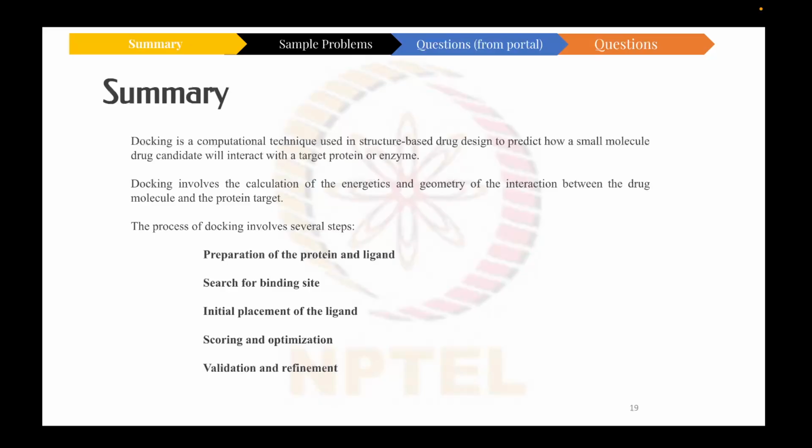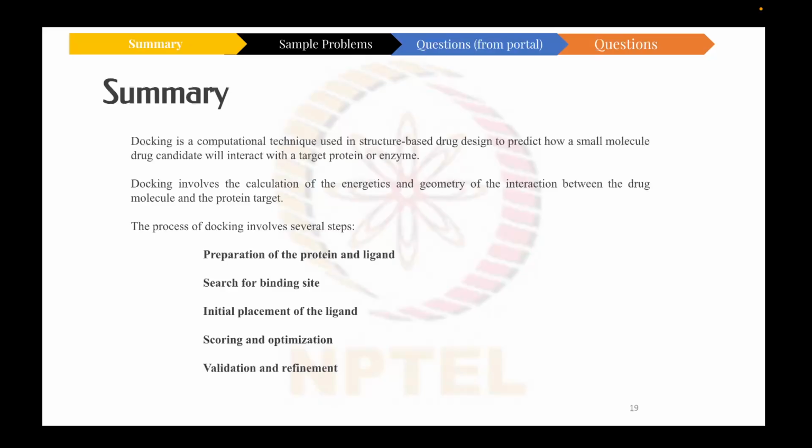First step is preparation of protein and ligand. The target protein and ligand undergo preparation to eliminate interfering elements like water molecules or unwanted residues. This typically involves removing crystallographic water from the protein and optimizing the ligand's geometry and charges. Analyzing the protein structure helps identify potential binding pockets or cavities on its surface, determining where the ligand will bind. The ligand is initially positioned within the binding site. This can be accomplished through various methods such as random placing or utilizing shape-based matching algorithms.